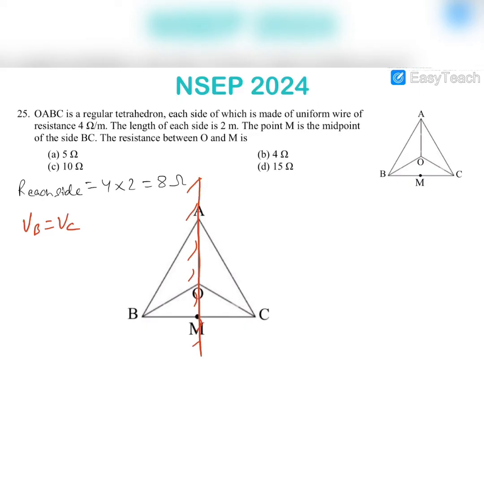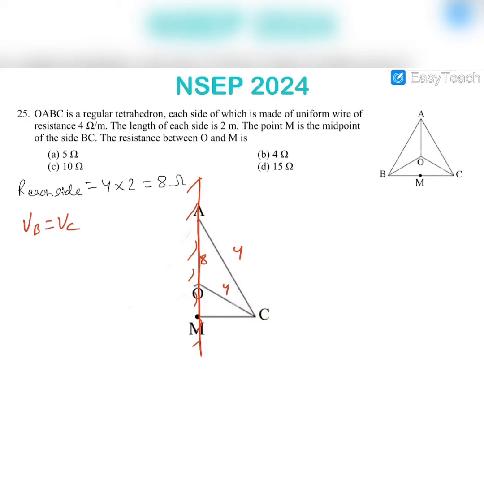So let us fold and let us join B and C. So this will be the scenario. Now this resistance will be 8 by 2, which is 4. This one will still be 8, because this resistance is in parallel with AC. AB is parallel with AC. So AB and AC combinedly form an equivalent of 4 ohm, and this OB is parallel to OC.